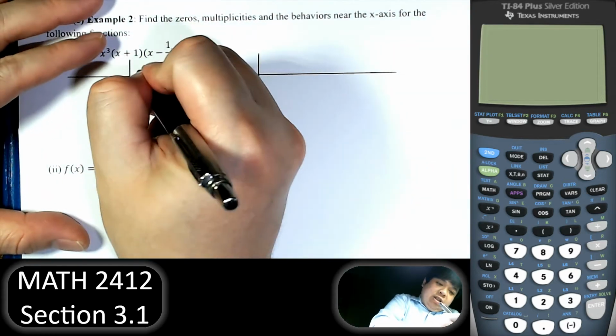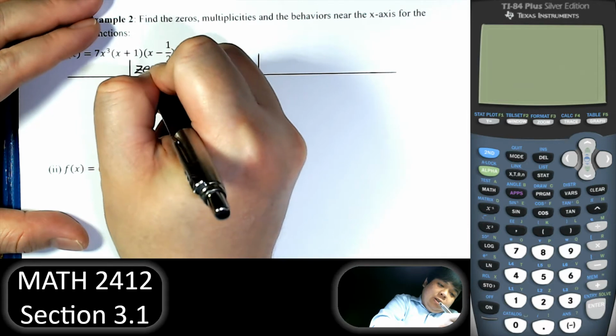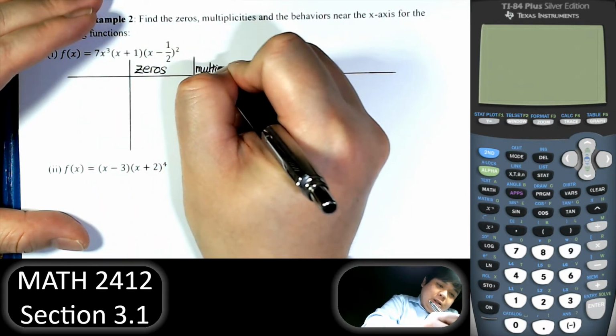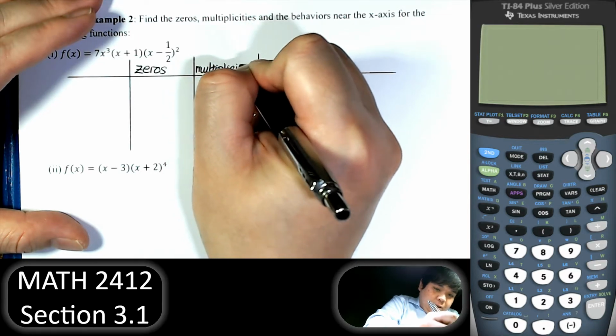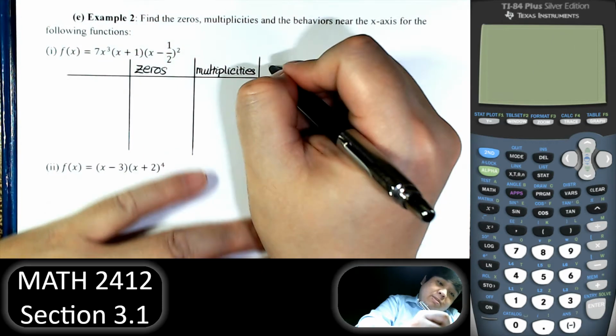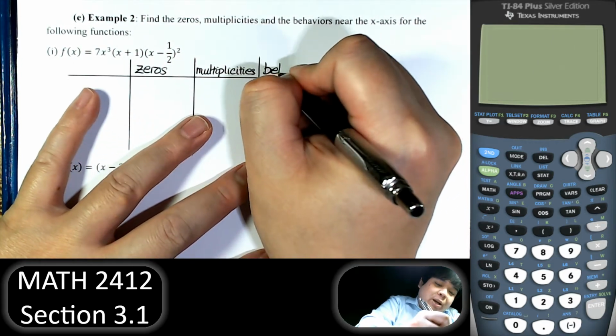So what we have is zeros, multiplicity, and then behavior near the x-axis. Or we could say behavior near the zeros.